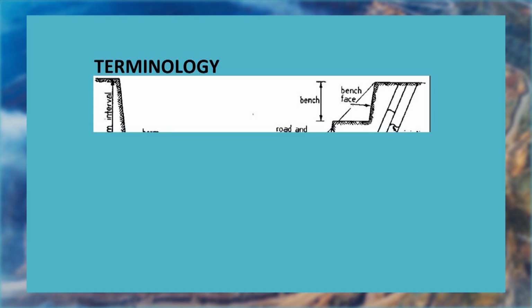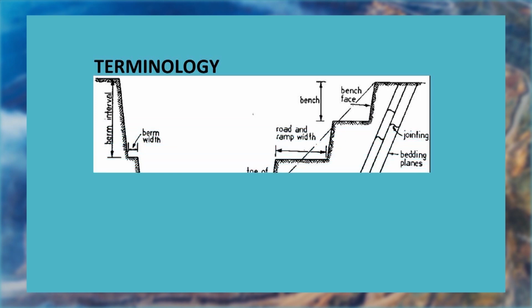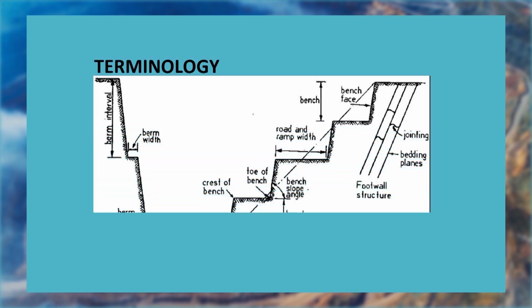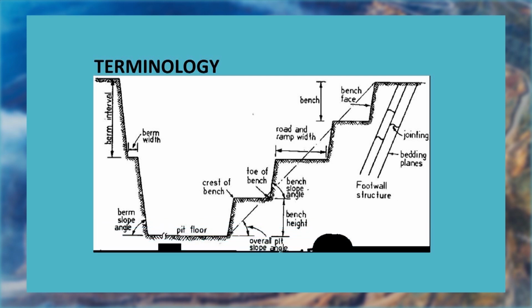Those parameters or terminology have been presented here by a diagram, as we can see from the diagram what are the various terms and parameters in an open pit mine. You can see bench face, bench height, bench width, toe of bench, crest of bench, pit floor, berm angle, berm width, etc.